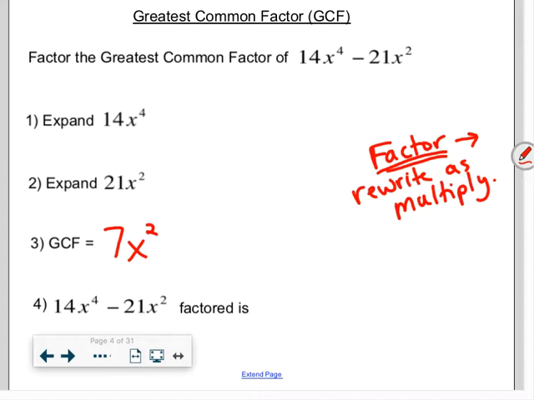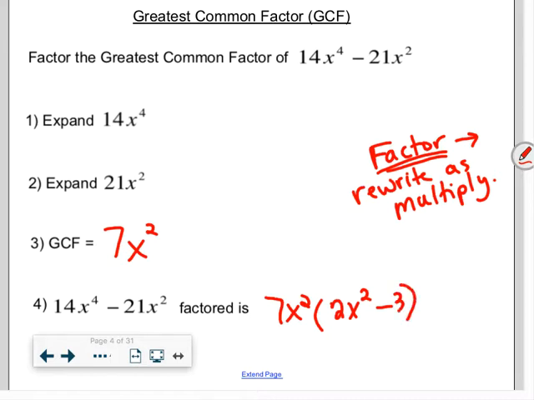So there's the GCF. If I want to rewrite this as multiplication, what that means is 7x squared, what would I have to multiply it by to produce 14x to the fourth? With the exponents, do you add? You add, okay, so wouldn't it be 2x to the second? Yes, 2x squared minus, and then what do we need here?